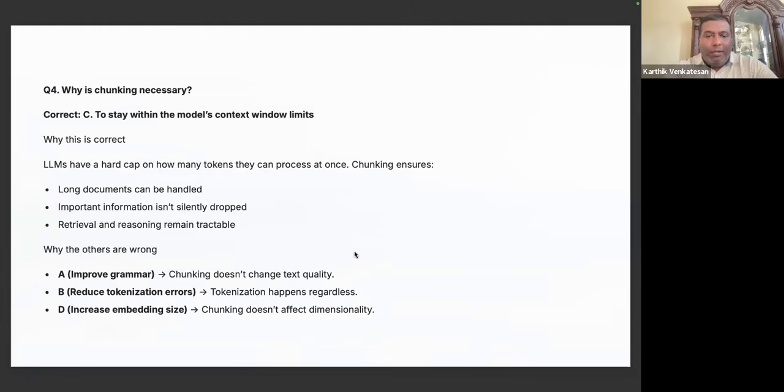Why B is not correct? Tokenization has to happen regardless. That's the reason B is incorrect. It's just that LLMs have a hard time remembering large documents. That's why you chunk it.